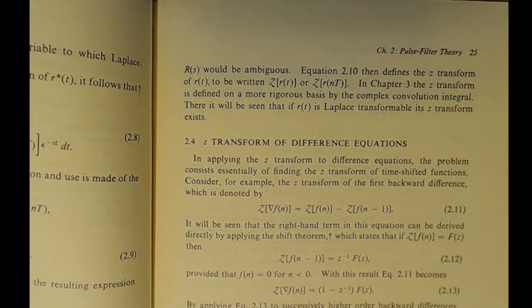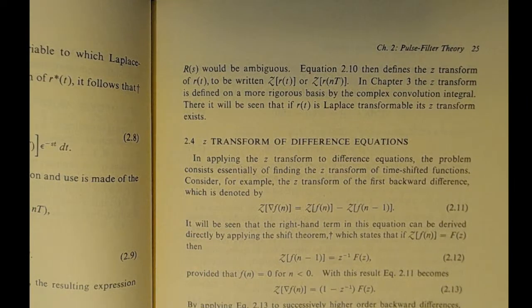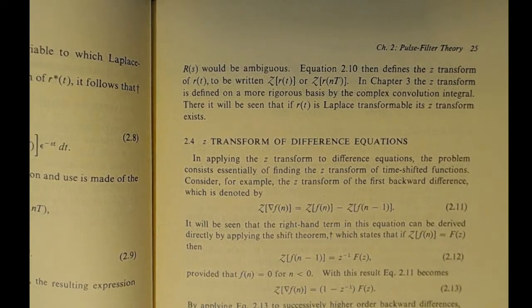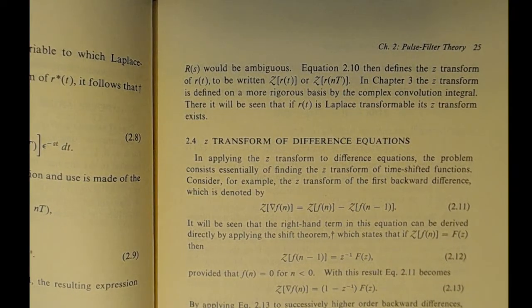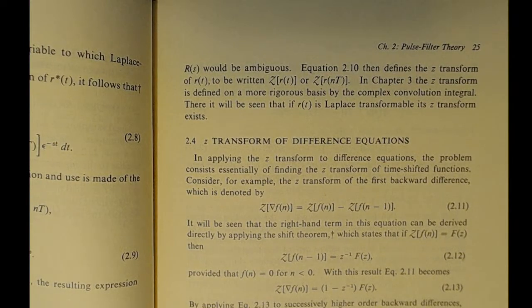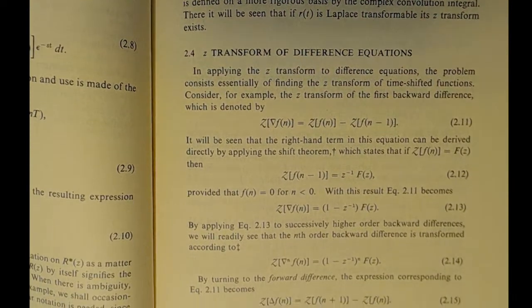Yep, no problem. Equation 2.10 then defines the Z transform of R of t to be written as script Z of R of t or script Z of R of nT. Yeah, fine. In chapter 3, the Z transform is defined on a more rigorous basis by the complex convolution integral. Ooh, that's interesting. There it will be seen if R of t is Laplace transformable, its Z transform exists.